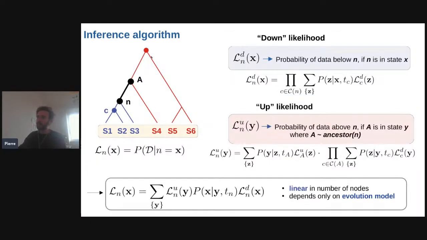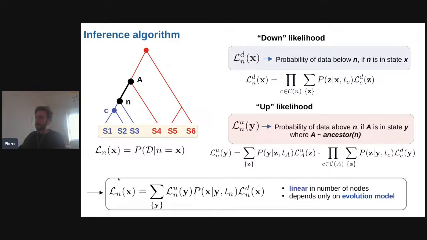So notation is a bit more heavy, but you can do essentially the same thing for the other part of the tree. So the up likelihood, which would be the likelihood given that the ancestor of n is in some state, the likelihood of the leaves that are above n. So this is computed exactly in the same way. You have a set of recursive relations.